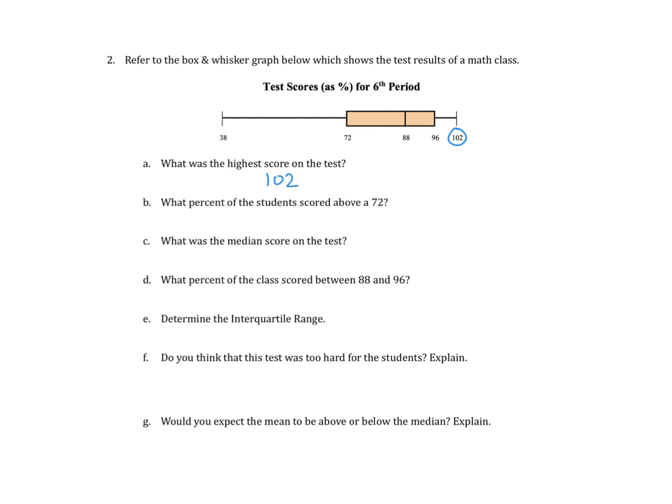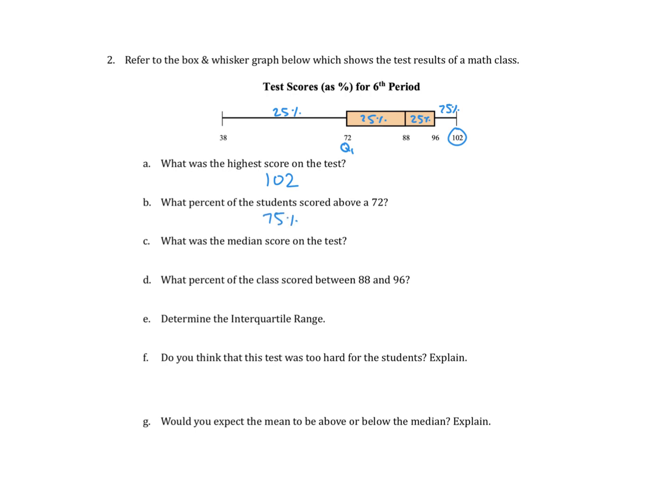What percent of the students scored above a 72? Well, 72 is Q1, and remember that in every single box and whisker plot, each of the 4 parts represents 25% of the data values in every single one. So, what percent of the students scored above a 72? 75%.